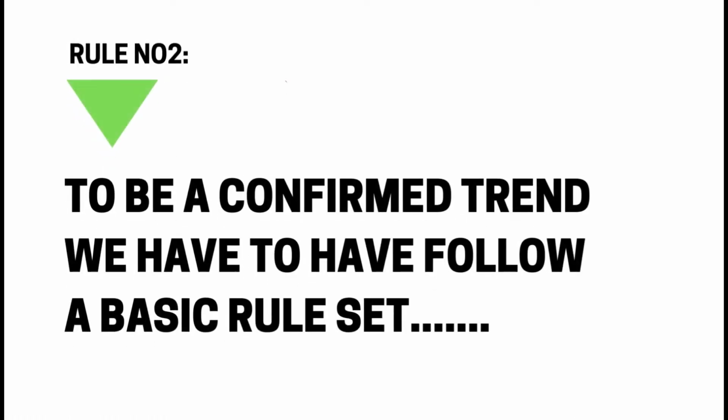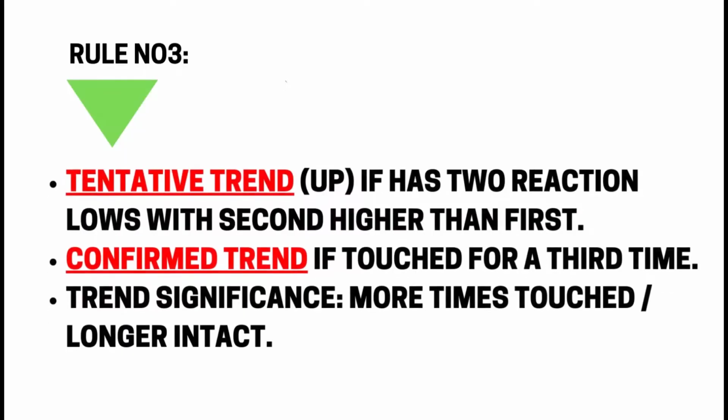So we can't just draw on lines willy-nilly and call them a trend. They have to be confirmed trends and they have to follow a basic rule set. So that is the starter, rule number 2, which then leads us into the detail, which is rule number 3. So we've got two parts to this rule. The tentative trend is the weak trend, not quite confirmed, but it's a sort of trend. And then we've got the confirmed trend, the definitive trend.